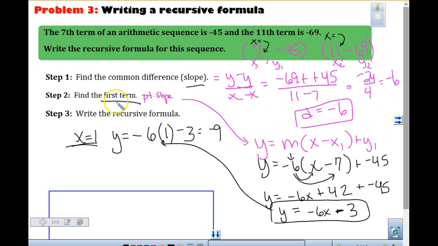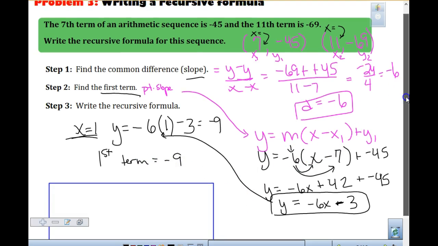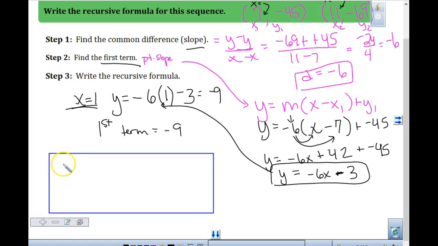So at this point, the first question, we found our common difference. It says find the first term. Our first term is equal to -9. Angus, we need to start writing a recursive formula. So we're going to start with our brackets, and you're going to tell me to write down what first? A1 equals -7.